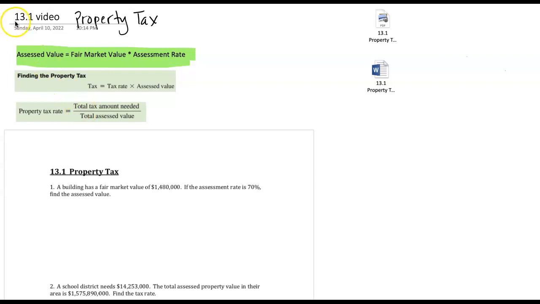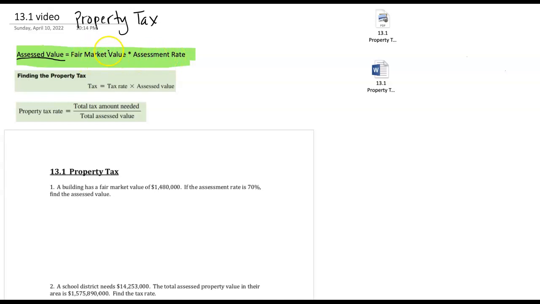Let's talk about Chapter 13, Section 1 on property tax. There are three basic formulas that we're going to use. The assessed value of a home or a property is the fair market value times the assessment rate.